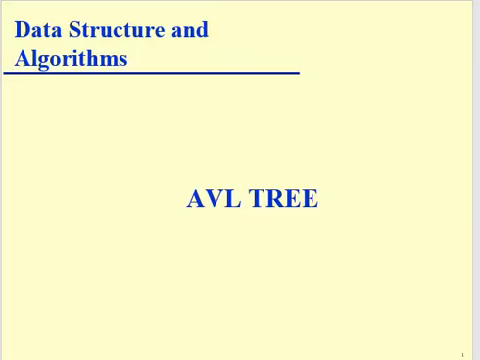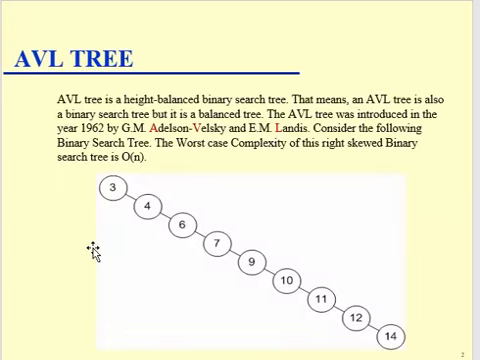So, AVL is also actually a binary search tree, but there is a difference between these two that would be clear. Suppose now I have to create a binary search tree. You have been given these elements: 3, 4, 6, 7, 9, 10, 11, 12, and 14. Now, if you have to create a binary search tree, the binary search tree would be like this.